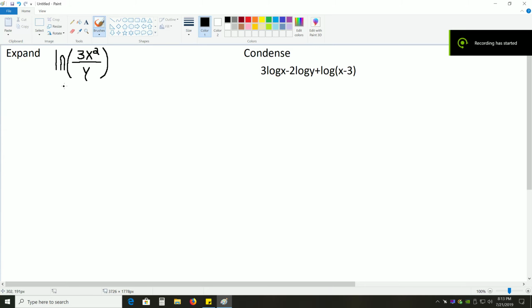For the following problems, we are going to expand and condense the logarithms. In the first problem, we are going to expand the natural log of the quantity of 3x squared divided by y.